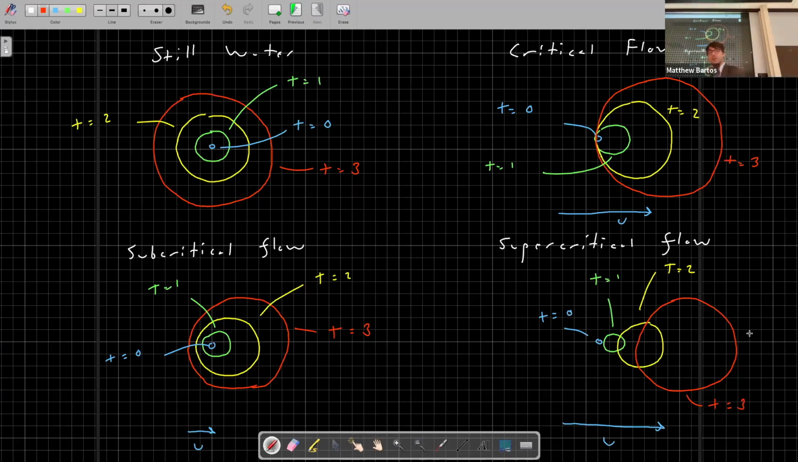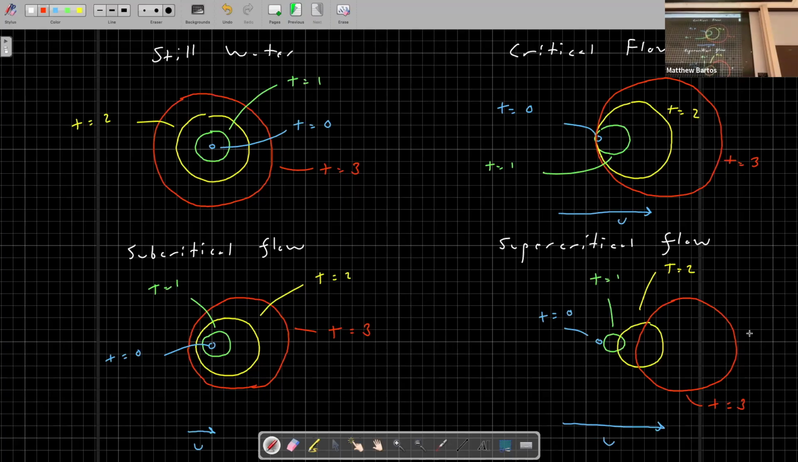So this is how I want you to intuitively think about supercritical versus subcritical flow. This is one way to visualize it, and one way you can definitively know whether flow is subcritical or supercritical. It has to do with the relation between the speed of a disturbance moving in the water and the speed of the water itself.